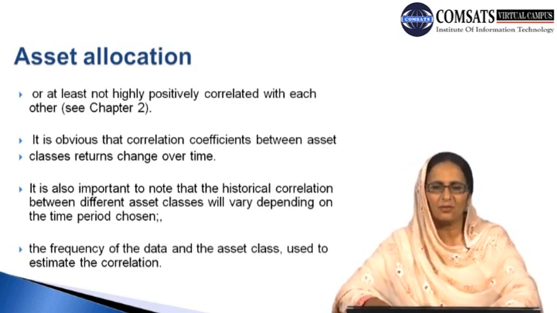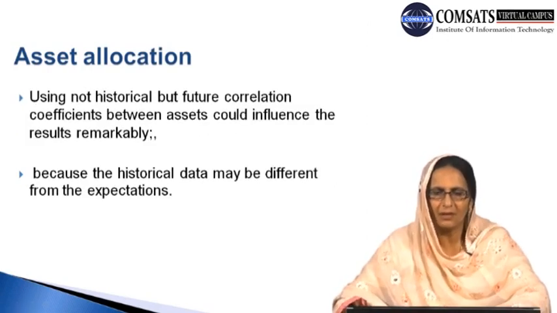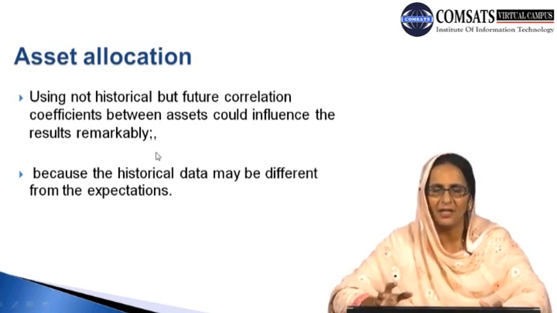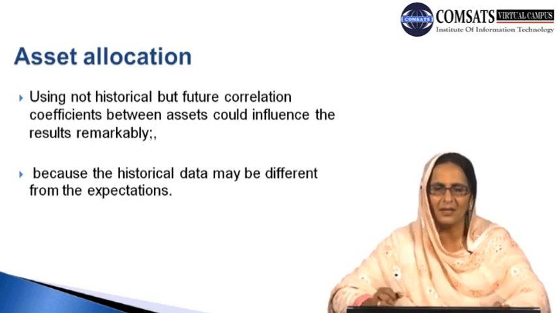It is obvious that the correlation coefficient between asset class returns changes over time. It is also important to note that historical correlation between different asset classes will vary depending upon the time period chosen, the frequency of the data and the asset classes used to estimate the correlation. Using not only historical but future correlation coefficients between assets could influence the results remarkably, because the historical data may be different from the expectations. We can say that in order to look at the correlation between the assets, we have to find the historical data, that is, what has been the trend of the correlation of the assets over the past time period.